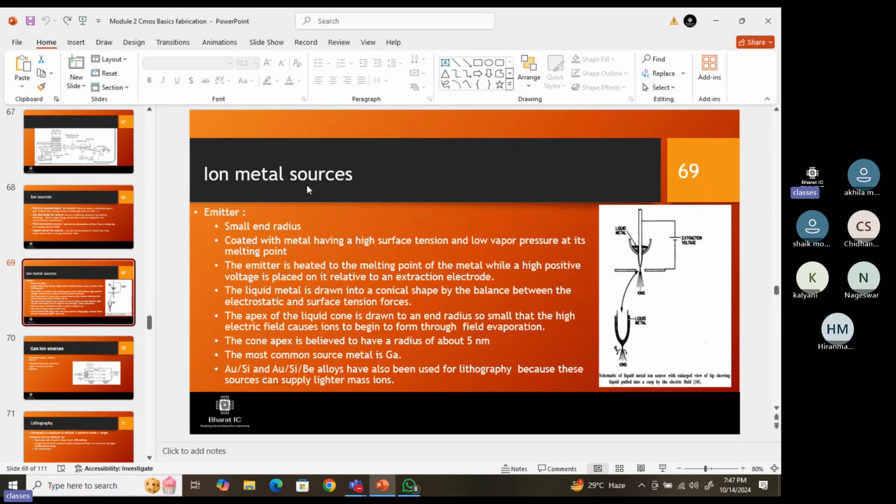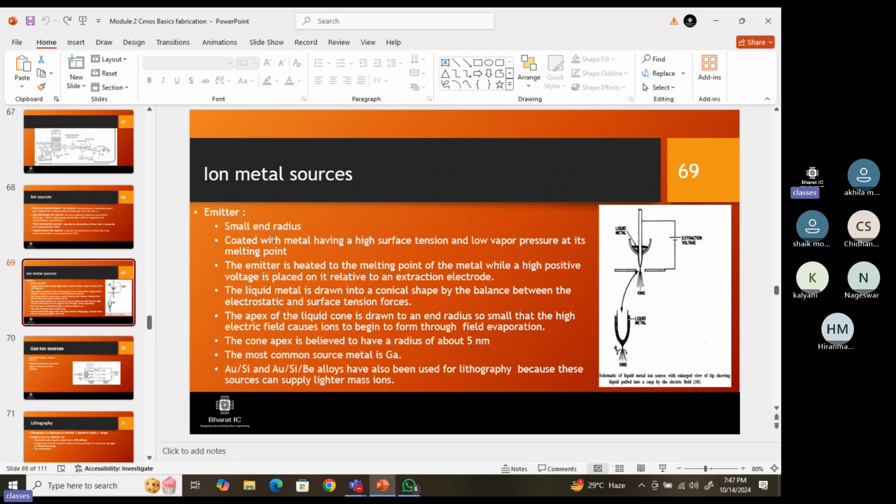Now the ion metal source emitter has a small end radius. This small thing is the emitter part. The emitter's small end radius is coated with a metal having high surface tension and low vapor pressure at its melting point. These are some of the key concepts of the emitter for the ion metal sources.